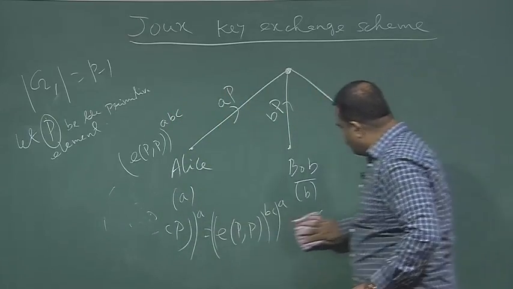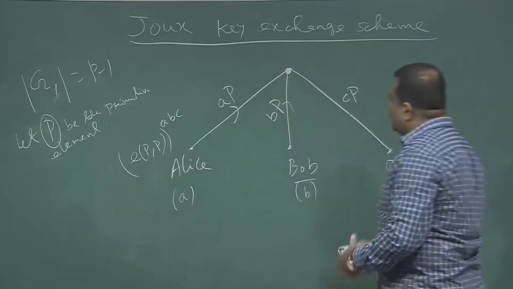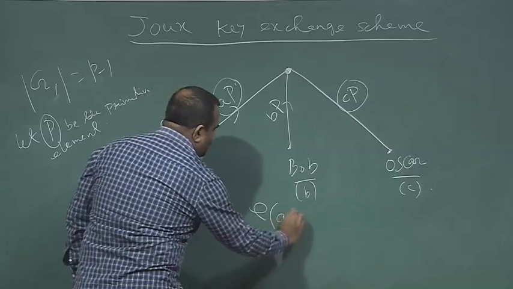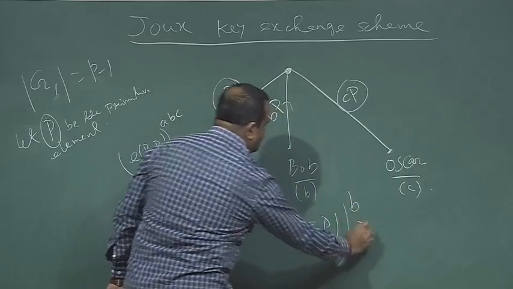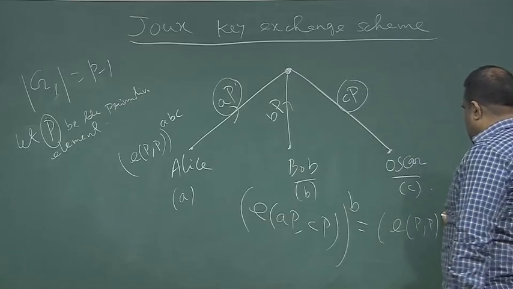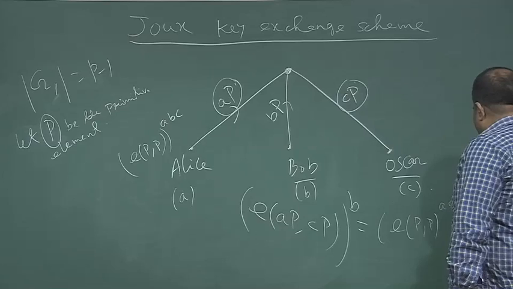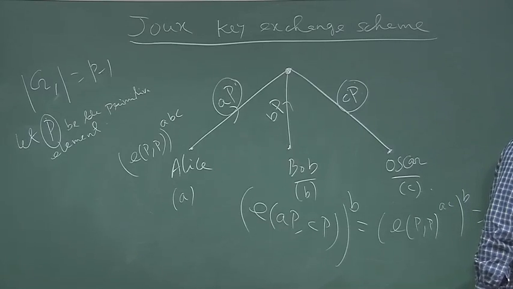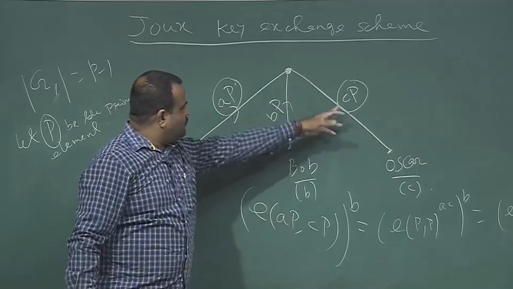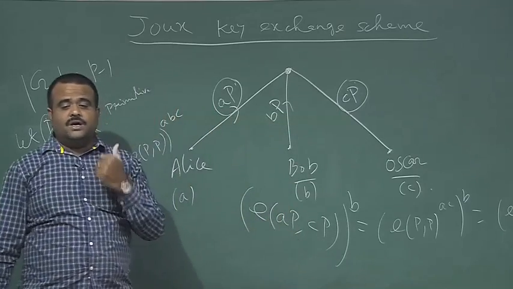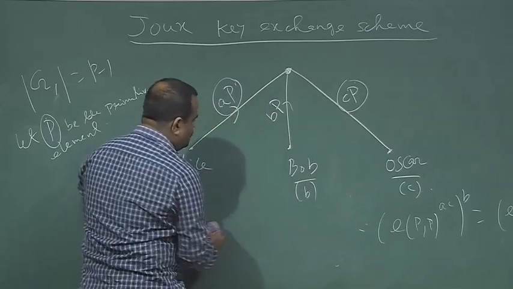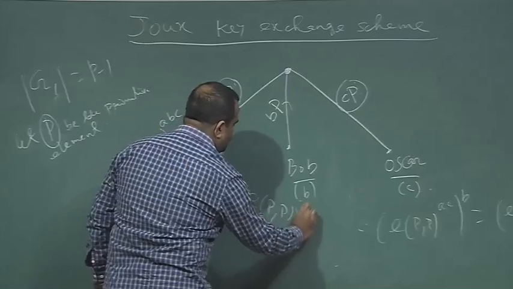Now, what can Bob do? Bob has B, and Bob gets AP and CP from the other two parties. Bob will compute e(AP, CP) to the power B, which is e(P, P) to the power AC, to the power B, so this is e(P, P) to the power ABC. That is why this function should be computationally efficient, otherwise there is no question of computing it. So Bob also agrees on e(P, P) to the power ABC.